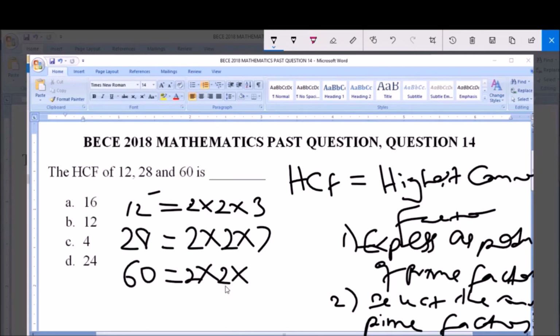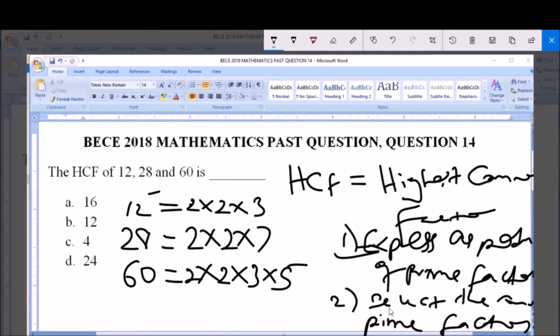Then we move to the next prime number, which is 3. 3 will go into 15 5 times. So we write down 3, times. Now we are left with 5. And 3 cannot go into 5. So we move to the next prime number, which is 5. And 5 will go into 5 one time. So we write down 5. Now we've successfully expressed them as products of their prime factors.